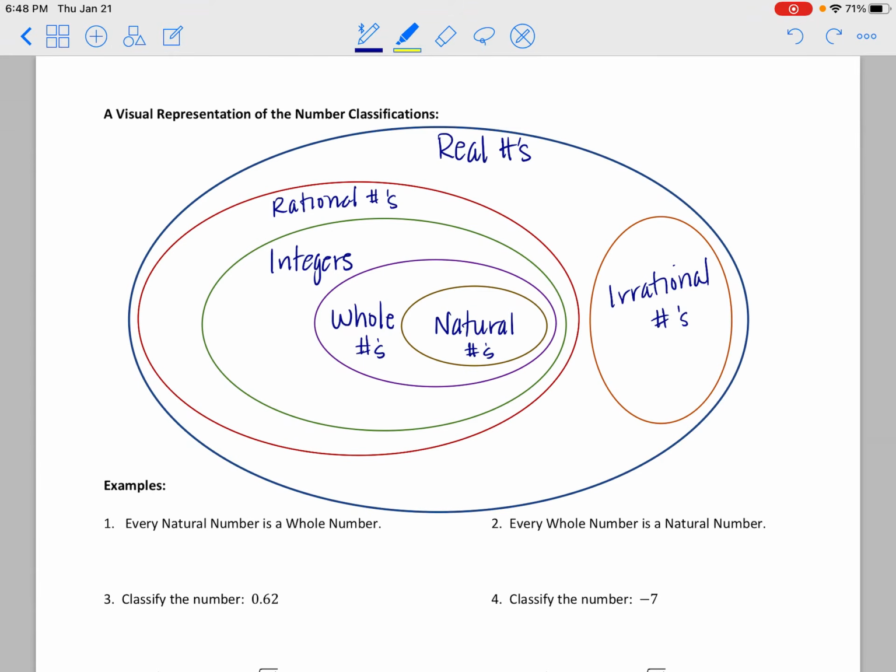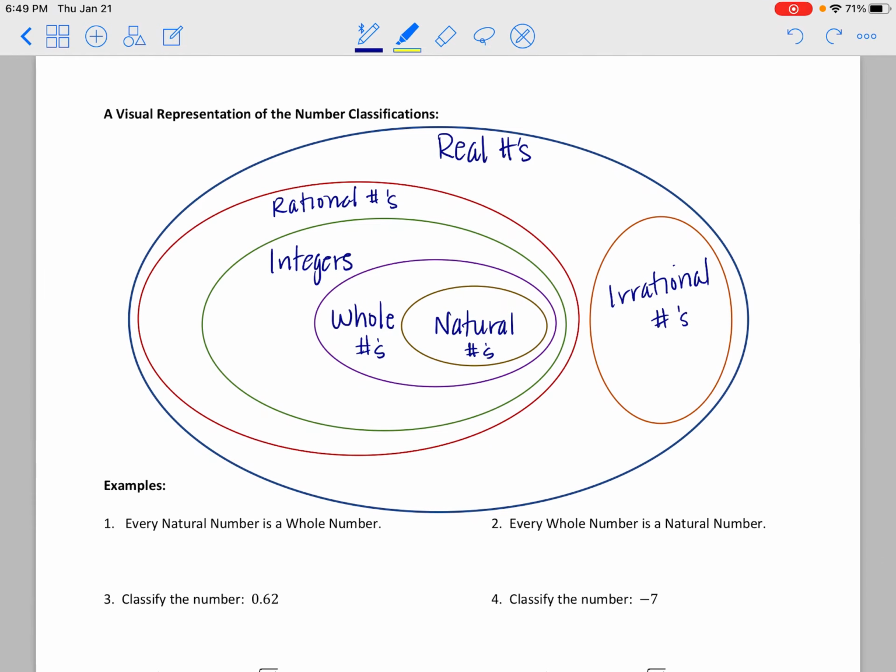So every natural number has to be a whole number, integer, rational, and real. Or every whole number has to also be an integer, rational, and real. Or every integer is also rational and real. Or every rational has to be real. And every irrational is real as well. Okay, so you can see the connections.